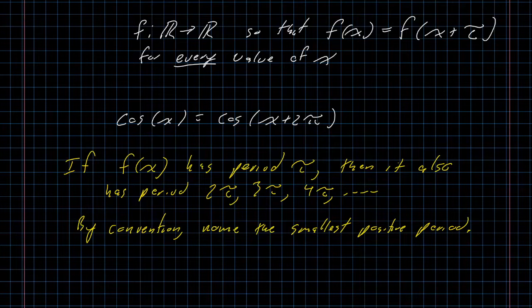Our convention when we're talking about the period of a function is to name the smallest positive period that we can. So for sine and cosine, the period is 2 pi. For tangent, it actually turns out that the period is pi. And for secant, the period is 2 pi again.